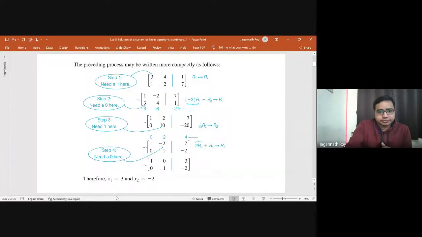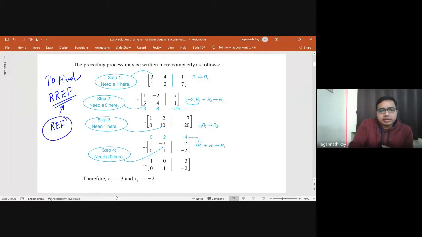Okay, next. So if you think about a 2 by 2 example, a 2 by 2 matrix, you try to find the RREF. Why is it more important to find the RREF? Because it also includes the REF. If we find the RREF, it will automatically give us the REF in this process.